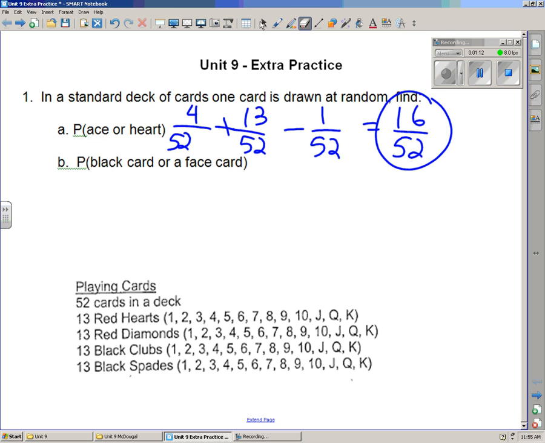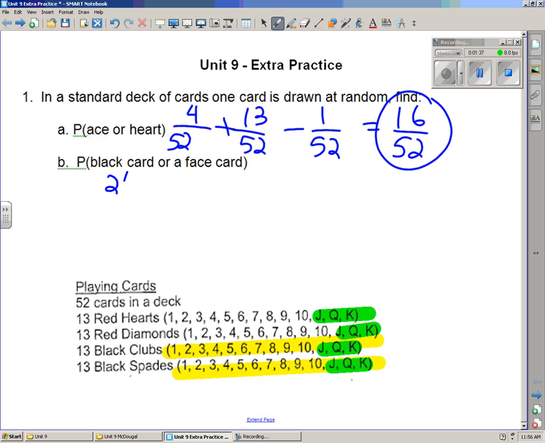Second one, I'm looking for a black card or a face card. Black cards, I happen to have 13 plus 13, which is 26. Face cards, I happen to have Jack, Queen, King, Jack, Queen, King, Jack, Queen, King, Jack, Queen, King. But notice how 6 of those cards overlap. They're black and face. I'm going to do them as 3 separate probabilities.